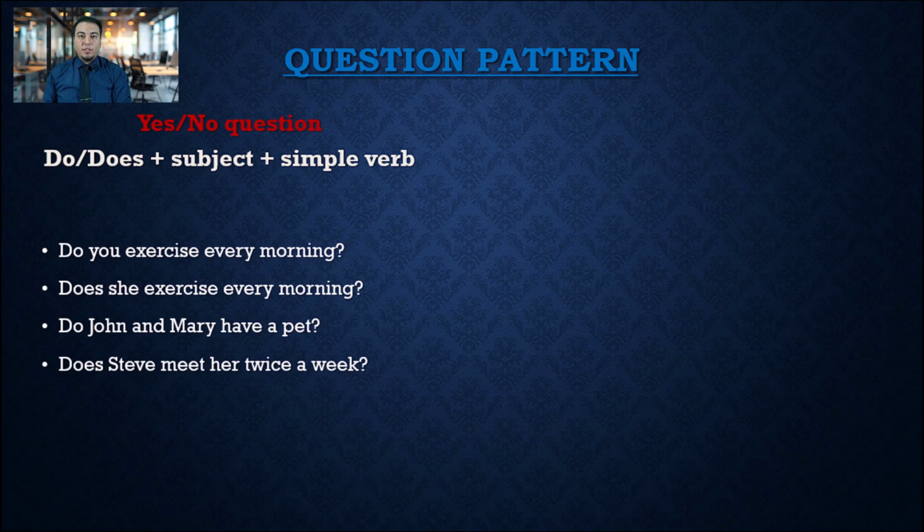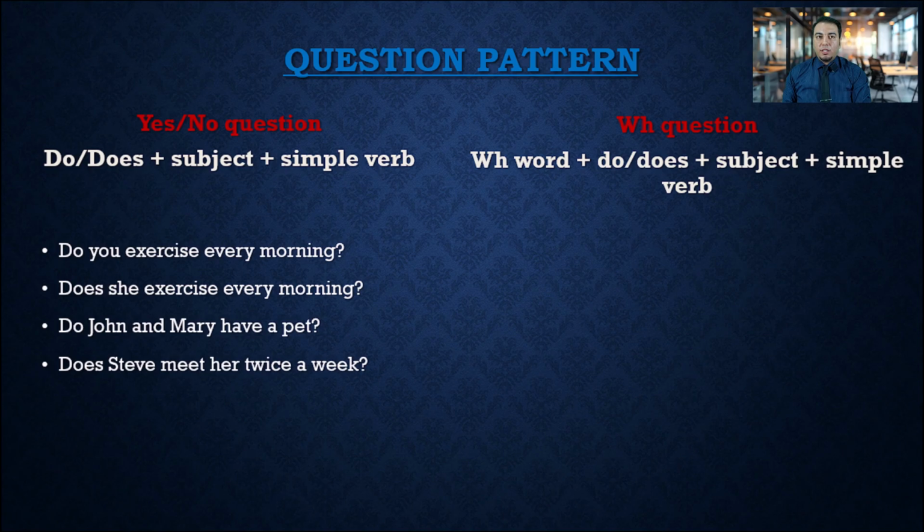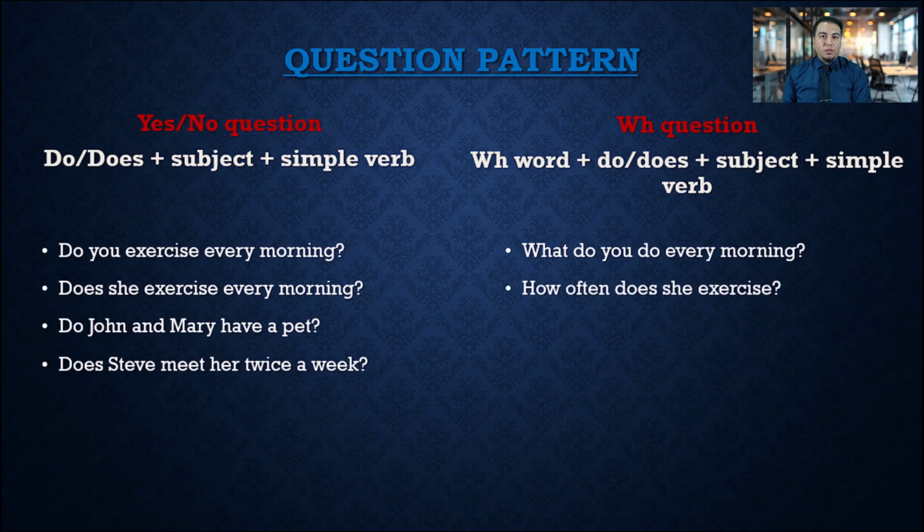Attach importance to my intonation. I raise my voice at the end of yes-no questions. Now let's learn WH questions. The structure is WH words like what, who, where, and so forth, plus do or does, plus subject plus simple verb. For example, what do you do every morning? How often does she exercise? What do John and Mary have?